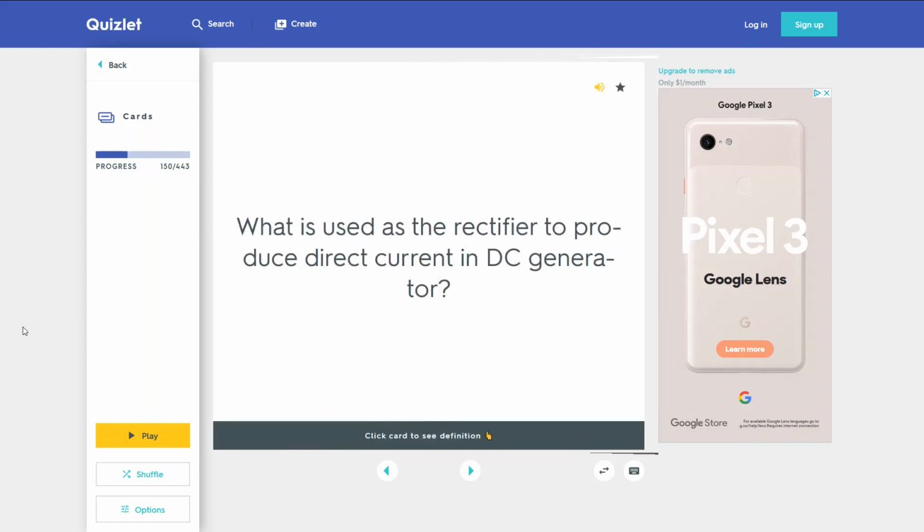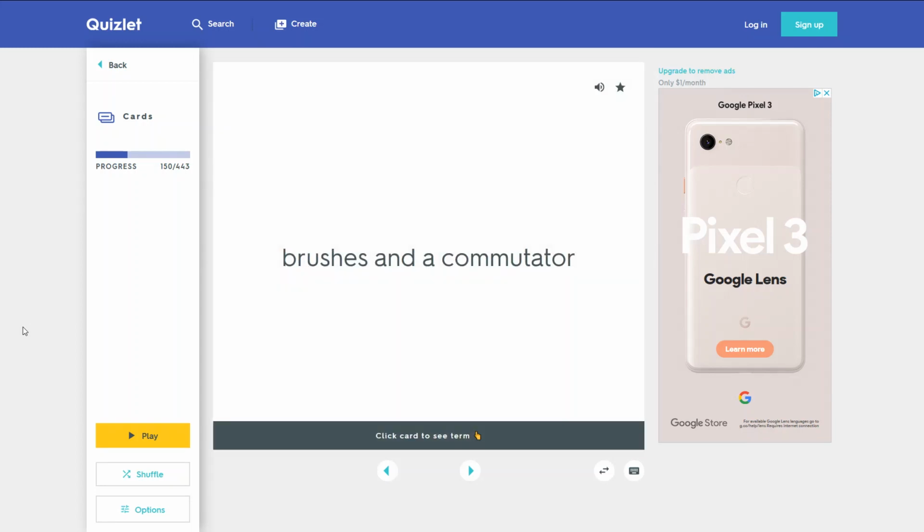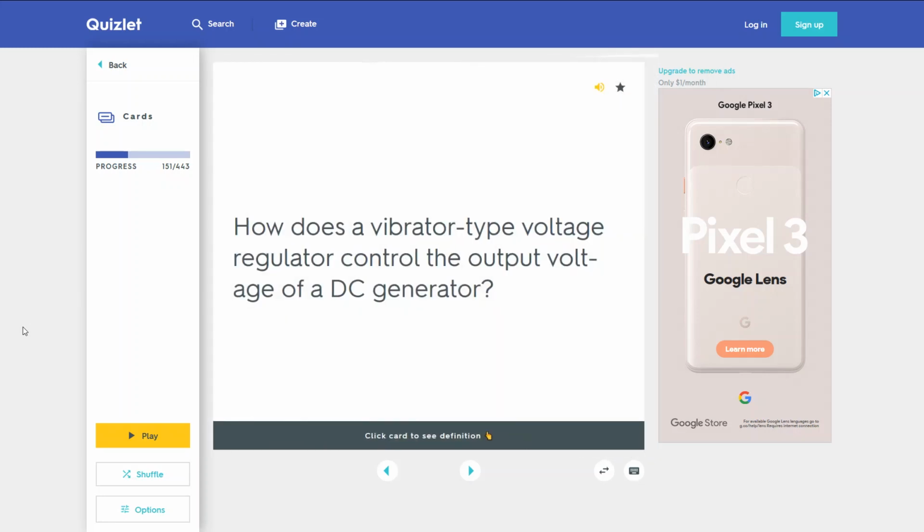What is used as a rectifier to produce direct current in a DC generator? Brushes and a commutator. How does a vibrator-type voltage regulator control the output voltage of a DC generator?